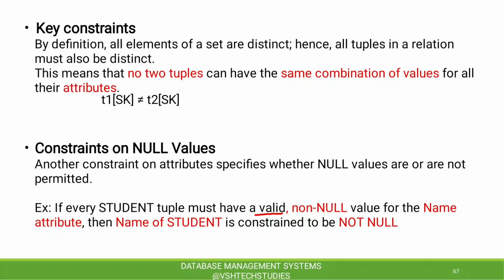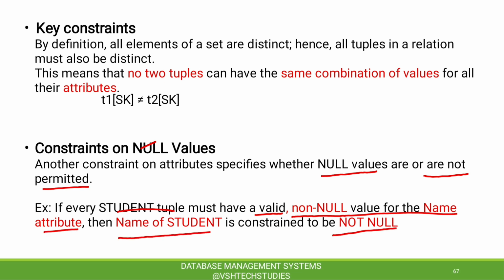Okay. Next, the third type of constraints under schema based constraints or explicit constraints is constraints on null values. It specifies whether null values are permitted or not permitted. For example, if every student tuple must have a valid non-null value for the name attribute, then the name of the student is constrained to be not null. Constrained to be not null means null values are not permitted.